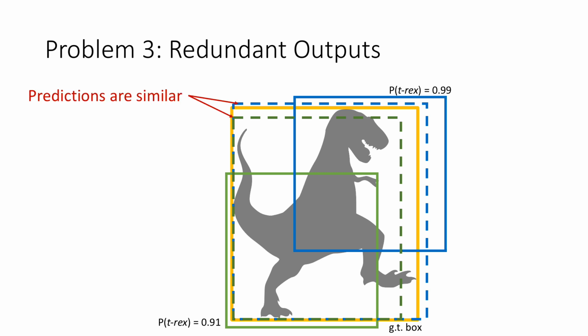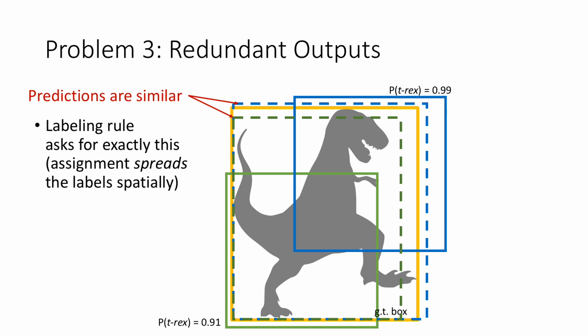Now note that because both predictions are good, they are also very similar to each other. This is no accident. In fact, this kind of redundant output is exactly what we asked the model to do when we formulated the assignment rule.